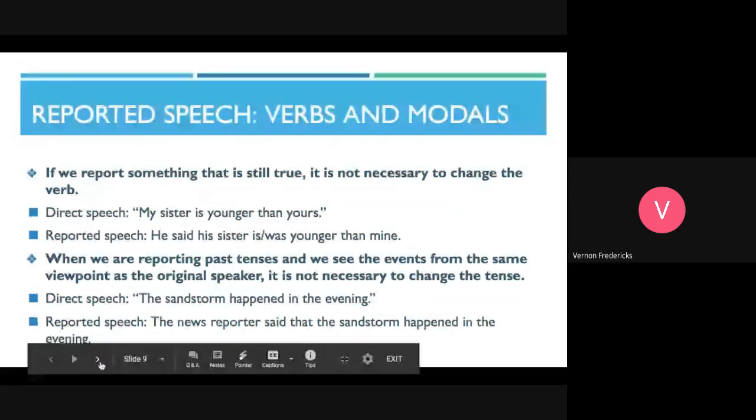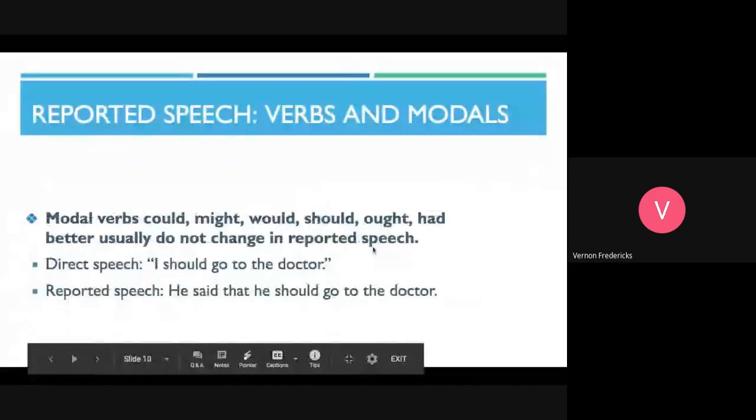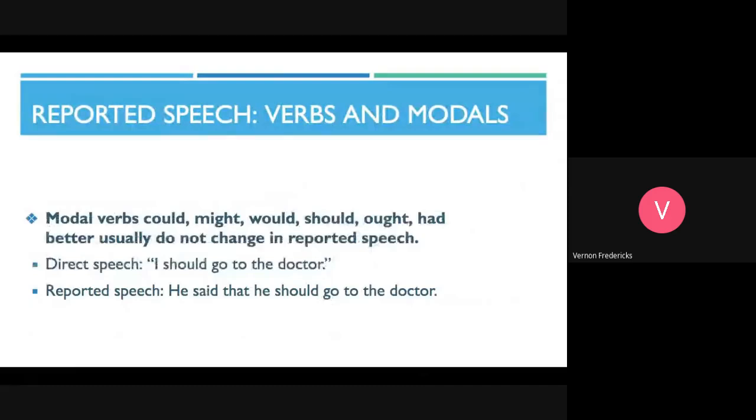Reported speech, verbs and modals. Modal verbs could, might, would, should, ought, had better, usually do not change in reported speech. So these modal verbs do not change in reported speech.